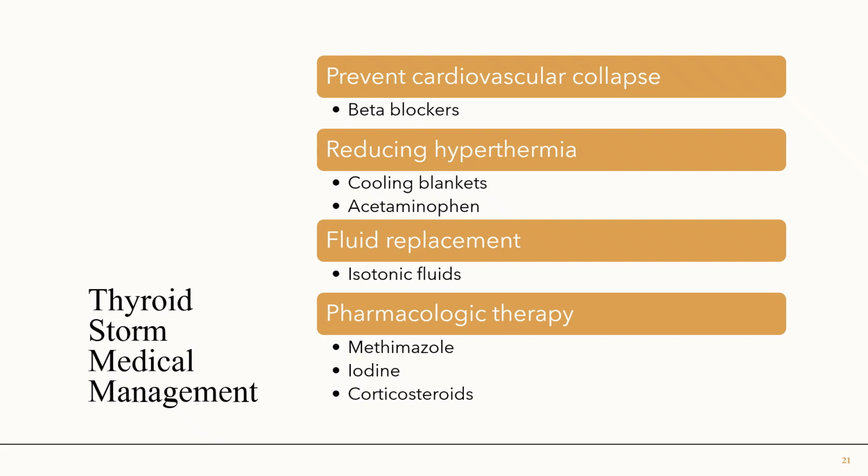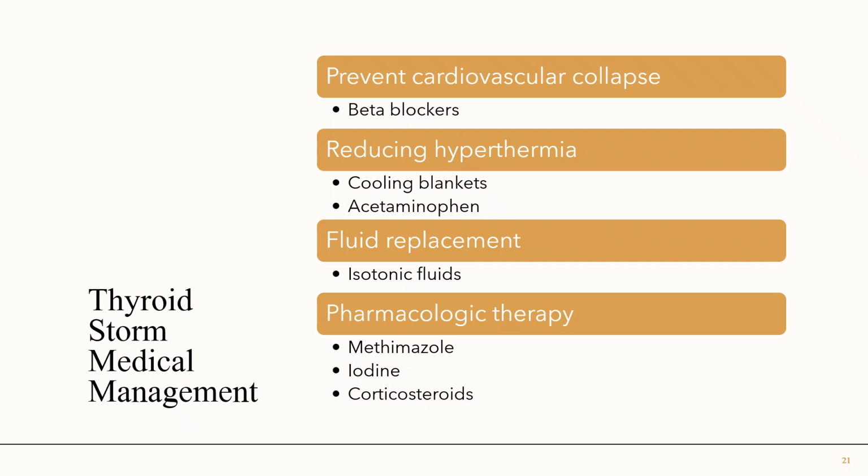Body temperature is reduced by using external cooling measures like cooling blankets and antipyretic therapy. Acetaminophen is the preferred choice for temperature elevation management. Medications that increase free thyroid hormone levels, like salicylates, are avoided because they can worsen the hypermetabolic state.